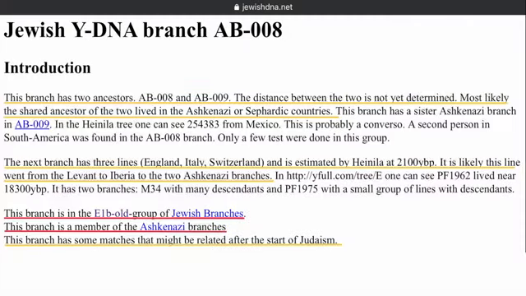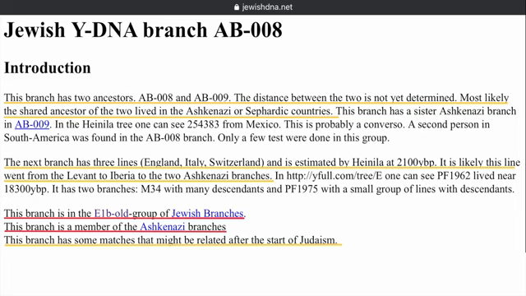Here are a few interesting Jewish clusters within E-Z830 according to JewishDNA.net. This branch has 2 ancestors, AB-008 and AB-009. The distance between the 2 is not yet determined. Most likely, the shared ancestor of the 2 lived in the Ashkenazi or Sephardic countries. This branch has 3 lines, England, Italy, Switzerland, and is estimated by Henlea at 2,100 years before present. It is likely this line went from the Levant to Iberia to the 2 Ashkenazi branches.